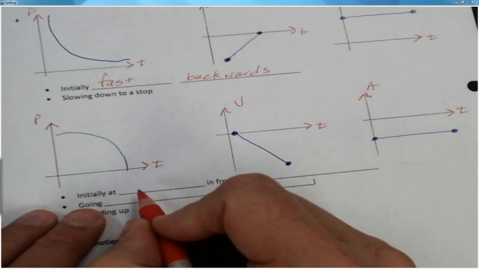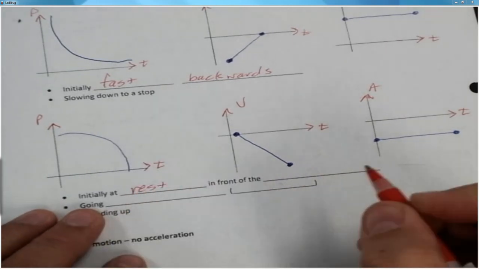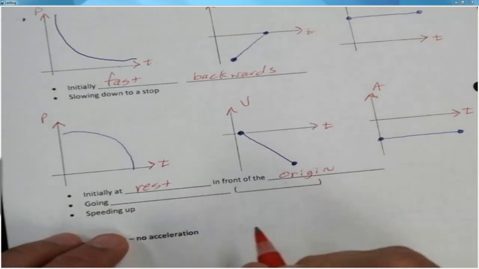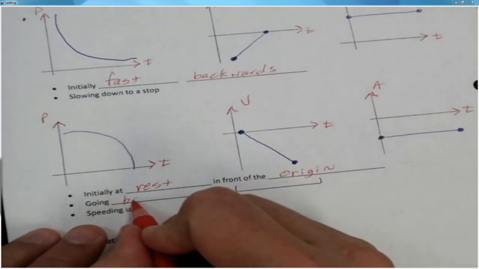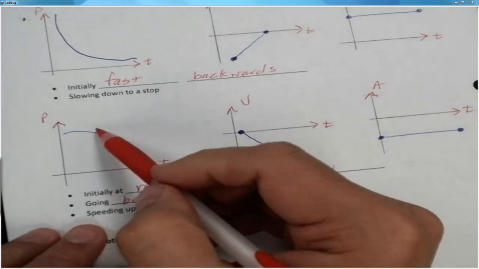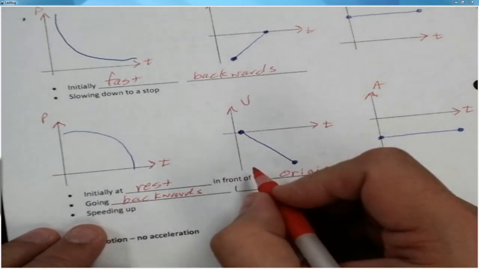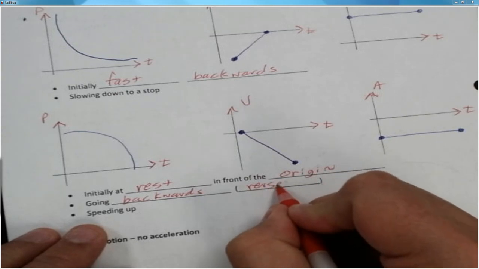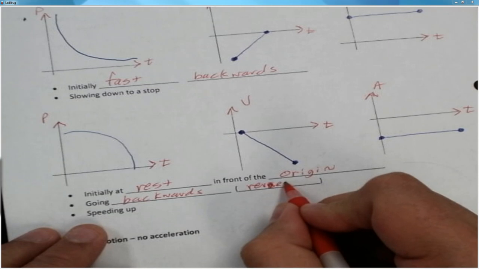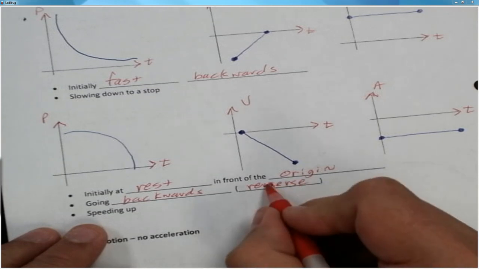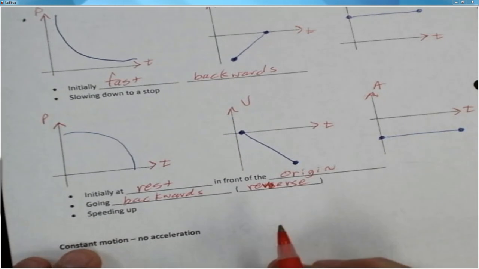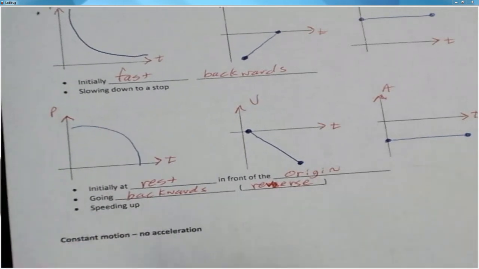All right, so initially I am at rest in front of the origin. And I'm going to be going backwards. I'm going back towards the origin, which is in reverse. R-E-V-E-R-S-E. I tried to go too fast. So I'm going in reverse. I'm going backwards in reverse. And I'm speeding up backwards.